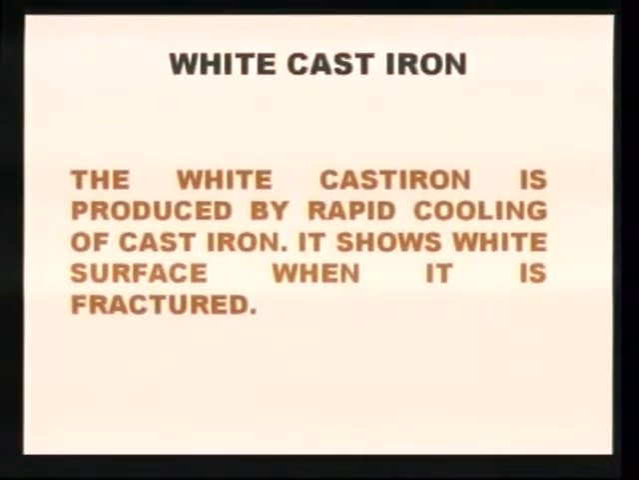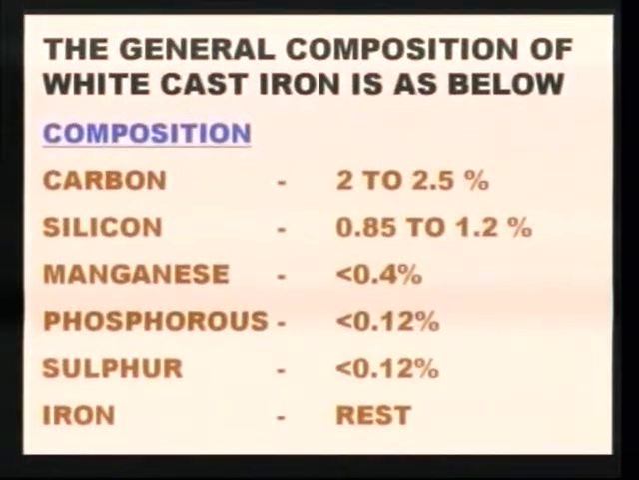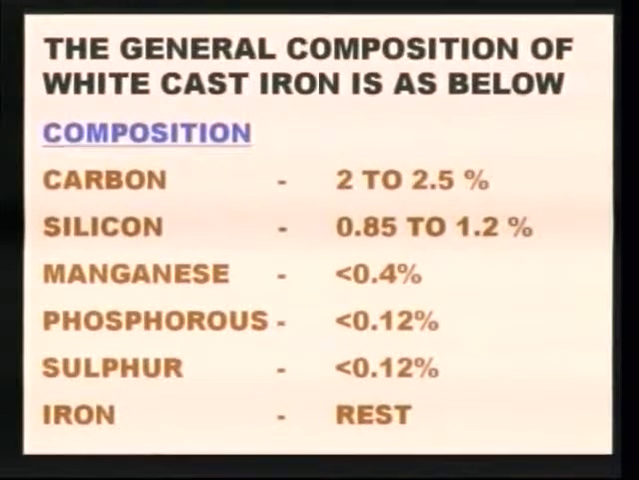Another type of cast iron is white cast iron. White cast iron is produced by rapid cooling of cast iron. It shows a white surface when it is fractured. The general composition of white cast iron is as below. The carbon is from 2 to 2.5%, silicon 0.85 to 1.2%, manganese less than 0.4%, phosphorus less than 0.12%, sulfur less than 0.12%, and the remaining is iron.